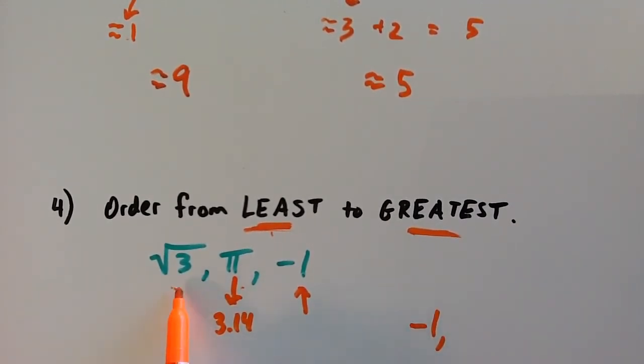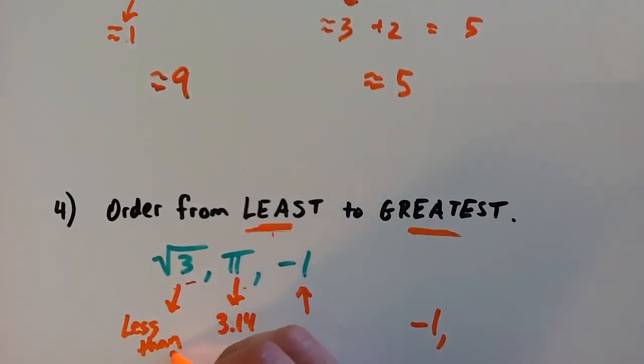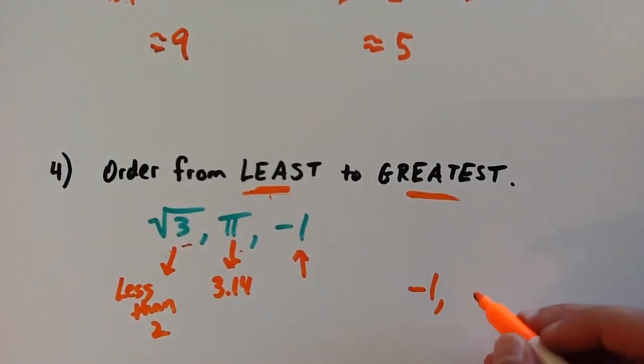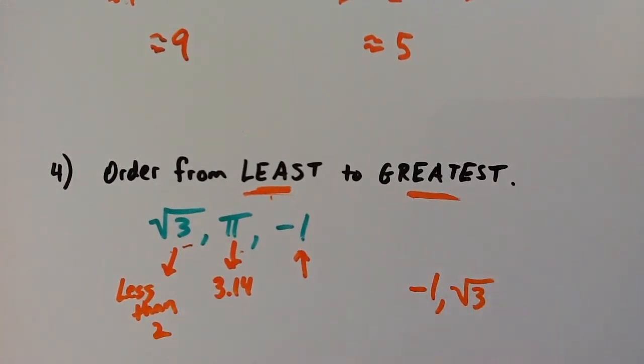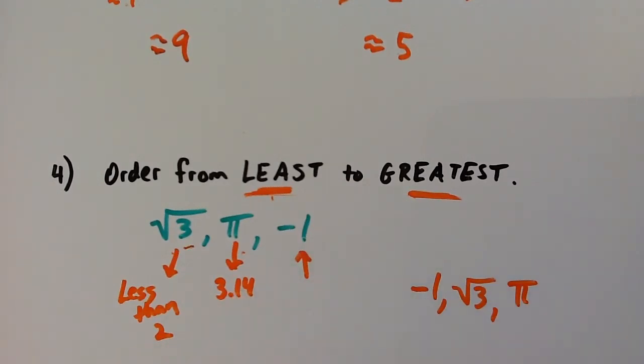What about the square root of 3? What is that approximately? Well, 3 is between the perfect squares 1 and 4. Right? And if we had the square root of 4, that would be 2. So the square root of 3 is going to be less than 2. Okay? So if our smallest number is negative 1, the next smallest number would be the square root of 3, since that's a little bit less than 2. And then our greatest number here would be pi, because that's approximately 3.14. So now I have my list in order from least to greatest.